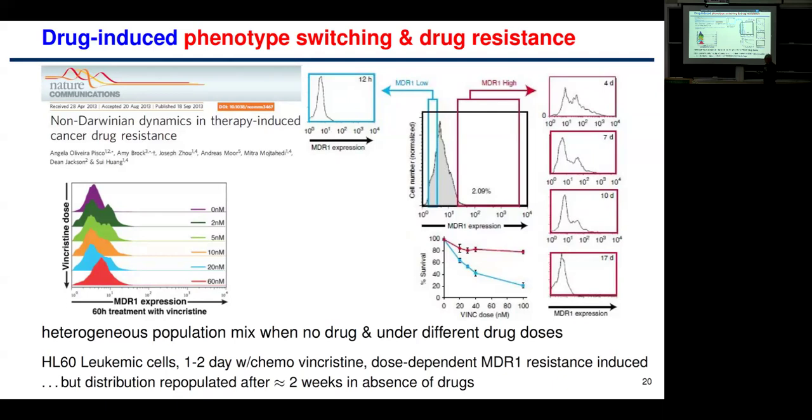So as you do treatment, as shown on this left-hand side, you actually skew the distribution towards resistance. Notice that there's a log scale at the bottom, so these are huge changes. All right.